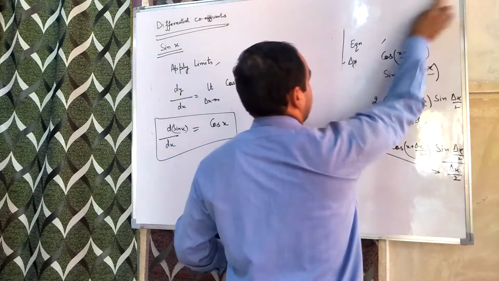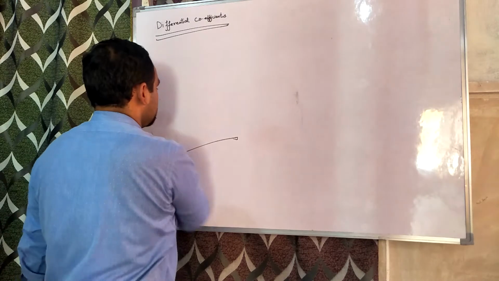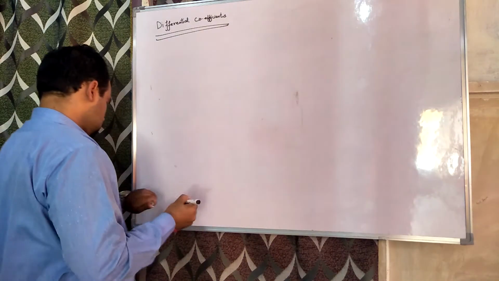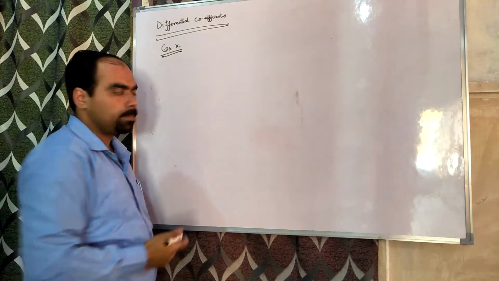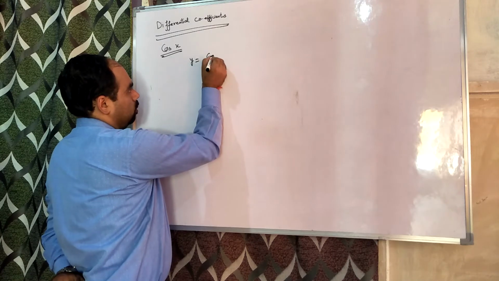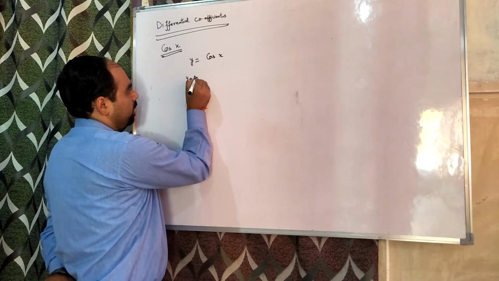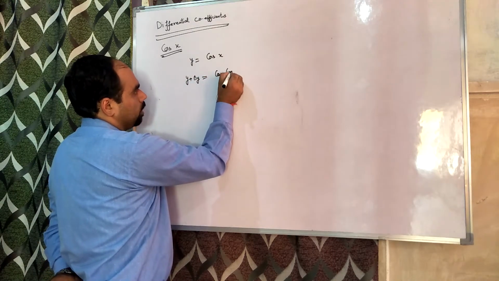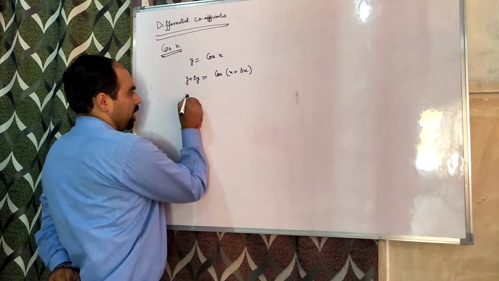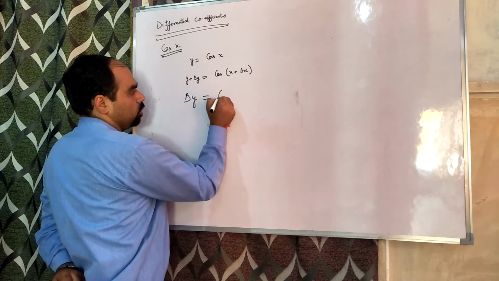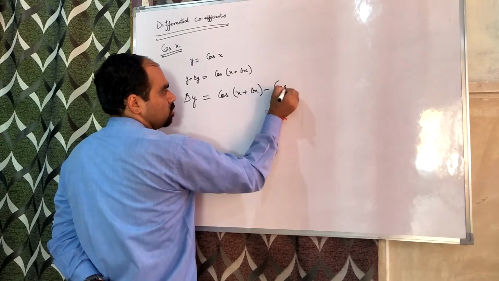Let's assume our next function, that is cos x. Cos x assume कीजिए, cos x आ जाएगा. Next function. First step क्या है? Your first step is y is equal to cos x. Next, what we are going to do? y plus delta y is equal to cos of x plus delta x. This is your next, third one, subtraction. So you get delta y is equal to cos of x plus delta x minus cos of x.